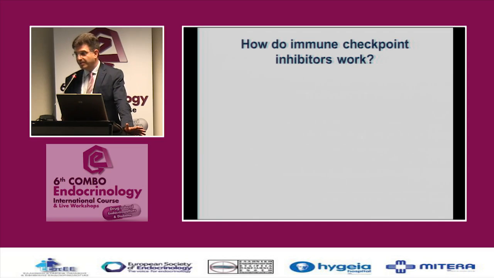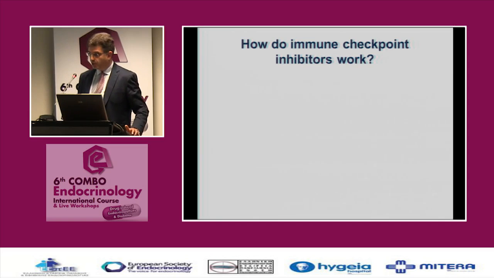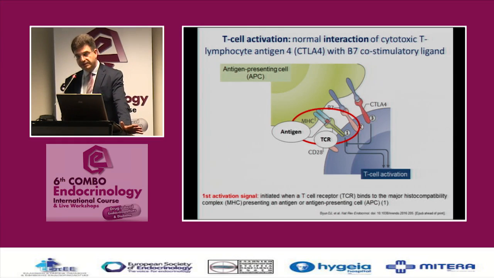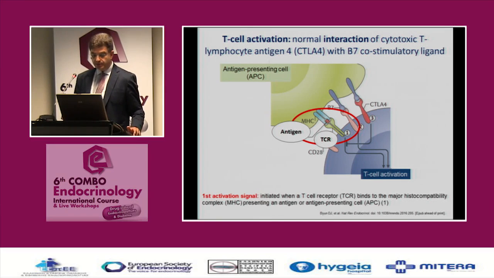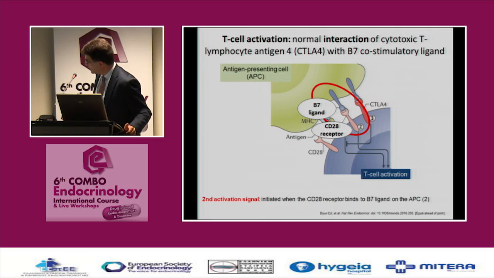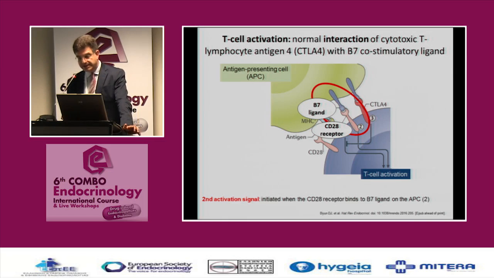But how do these immune checkpoint inhibitors work? I'm not really an immunologist, but I'll try to explain in simple words the concept behind the mechanism of action of these drugs. The first activation signal during T-cell activation is initiated when a T-cell receptor binds to the major histocompatibility complex presenting an antigen on an antigen presenting cell, as you can see here. The second activation signal is initiated when the CD28 receptor binds to the B7 ligand on the antigen presenting cell, and this process activates the T cell.